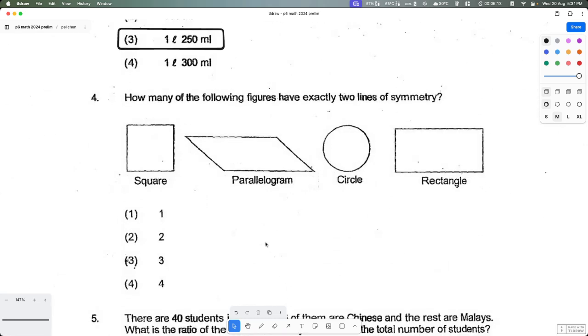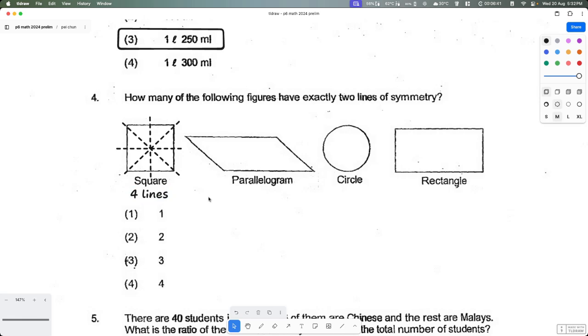Question number 4. How many of the following figures have exactly two lines of symmetry? Two lines exactly. The square has one, two, three, and four. So the square has four lines of symmetry.